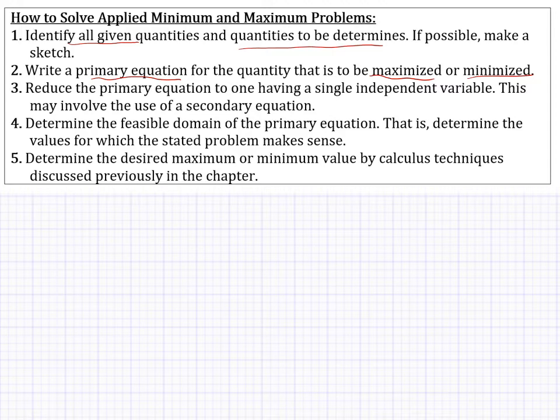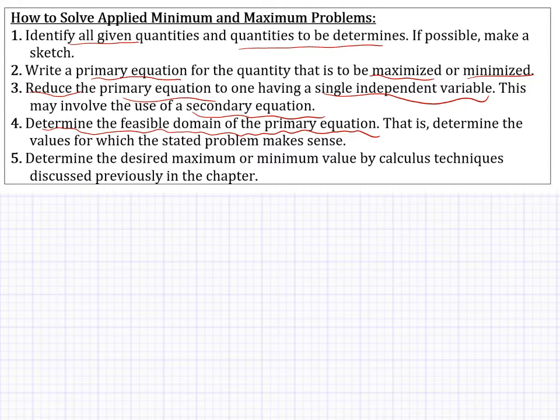The problem with that primary equation typically is that it has multiple variables in it. So what we want to do is reduce the primary equation to having only a single independent variable. This is done by using a secondary equation. You take some information out of the problem that relates the variables in the primary equation together and use that to reduce the variables. Once we have that, we take the derivative and start finding the critical numbers, but we're only going to look at the critical numbers that are in the feasible domain of the primary equation.